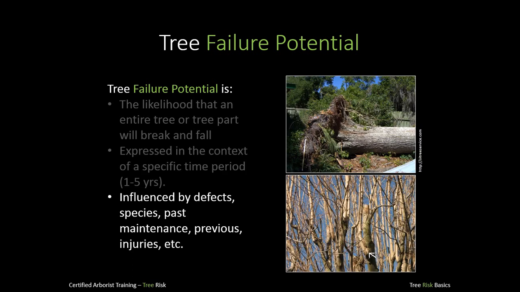And when you gauge tree failure potential, you need to look at defects, figure out the species, past maintenance, previous injuries, etc. So this is a little bit of maintenance and injury. This is someone who just indiscriminately cut the top of a tree out in what we call heading cuts or topping, and all these sprouts are growing back.